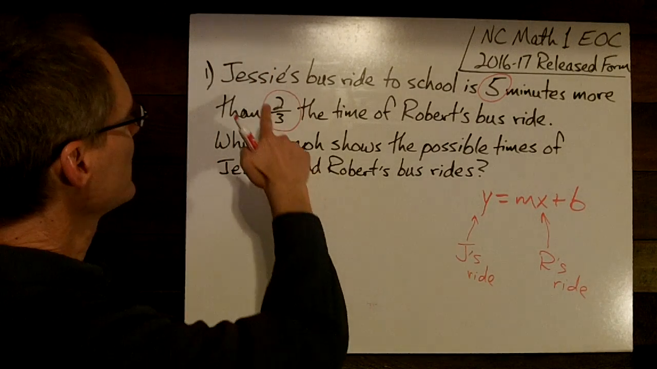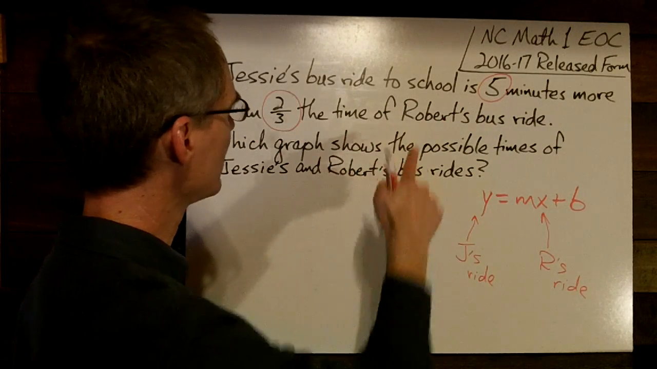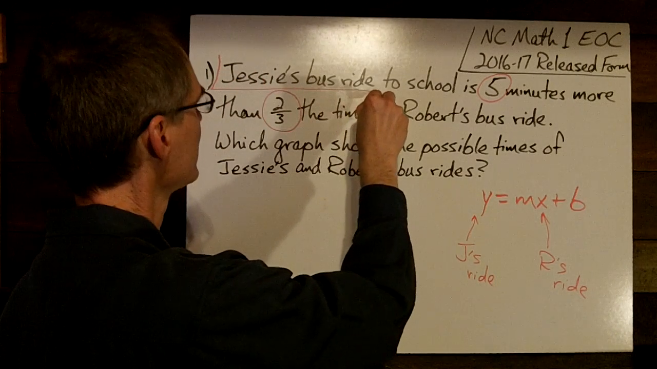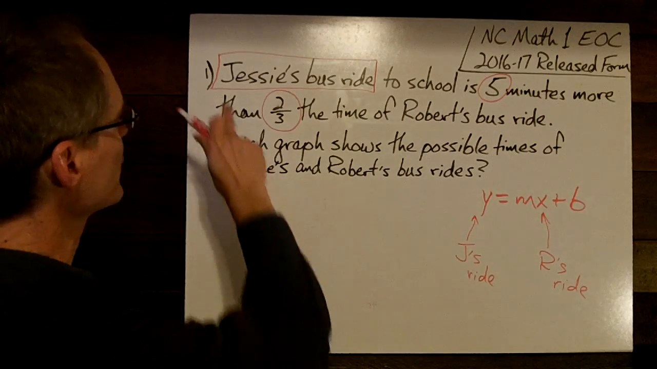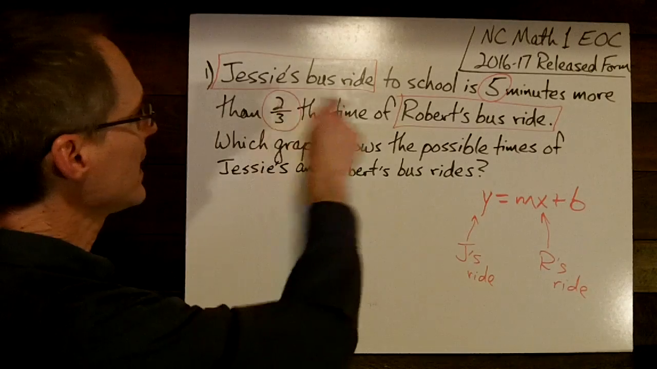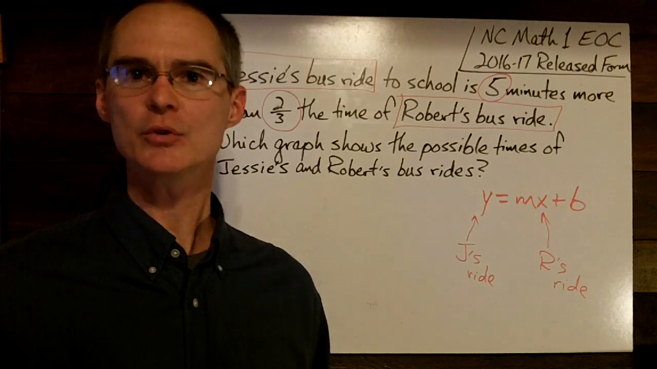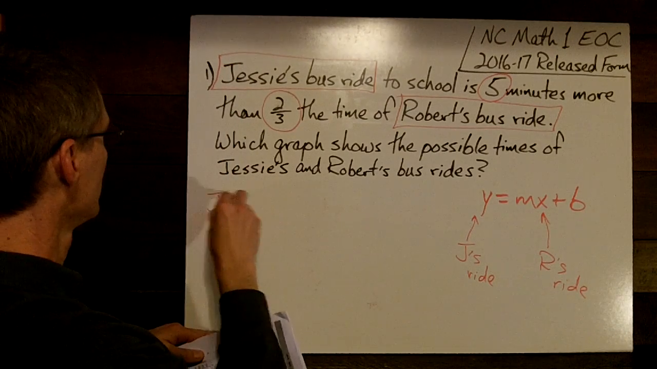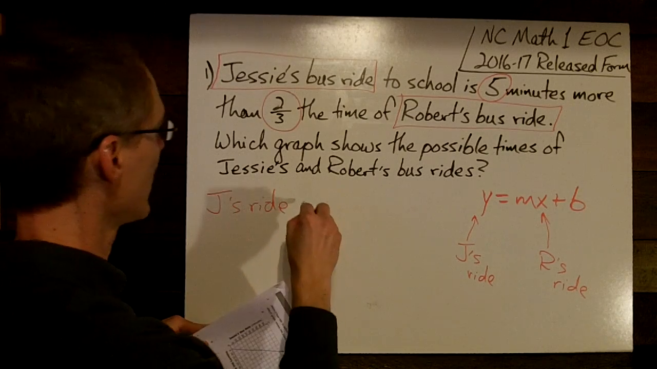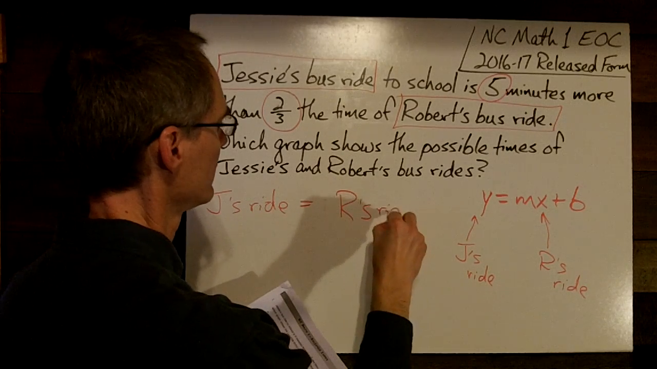So let's see. Jesse's bus ride to school is 5 minutes more than 2/3 the time of Robert's bus ride. Okay, this has got a lot of stuff in it. I'm going to break this into chunks here. And the 2 easiest chunks are Jesse's bus ride and Robert's bus ride. In fact, I could make an equation out of this if this sentence were a little bit simpler. If Jesse's bus ride were exactly equal to Robert's bus ride, I could just write this: Jesse's ride, the length of Jesse's bus ride, is equal to the length of Robert's bus ride.